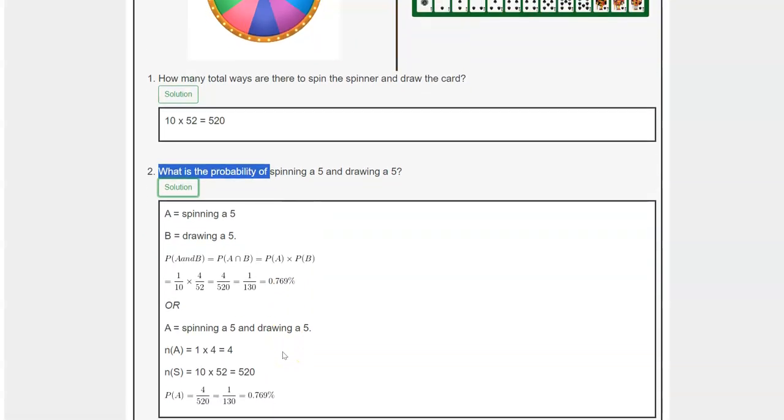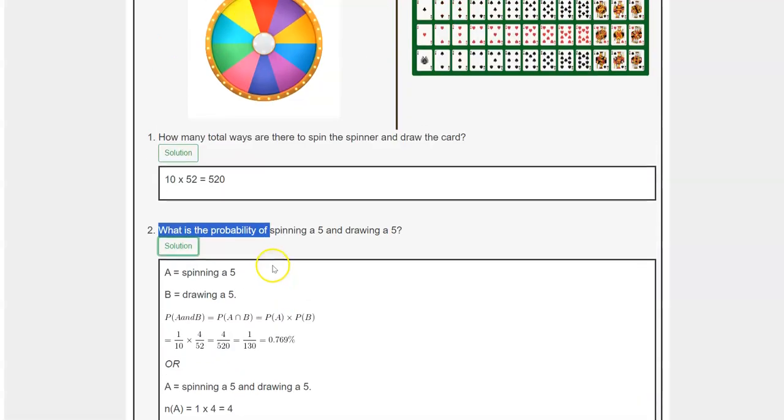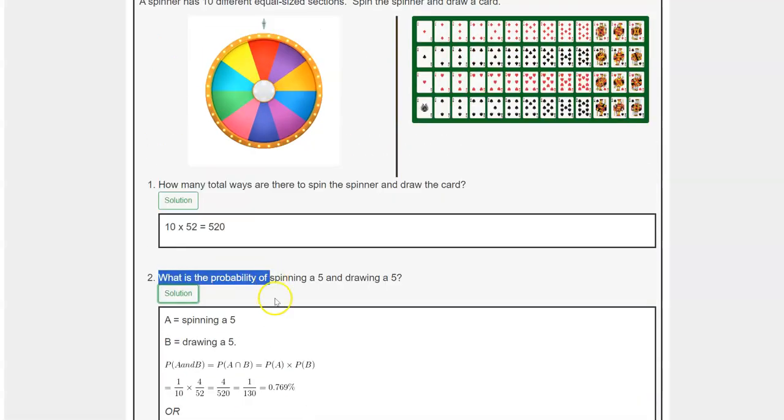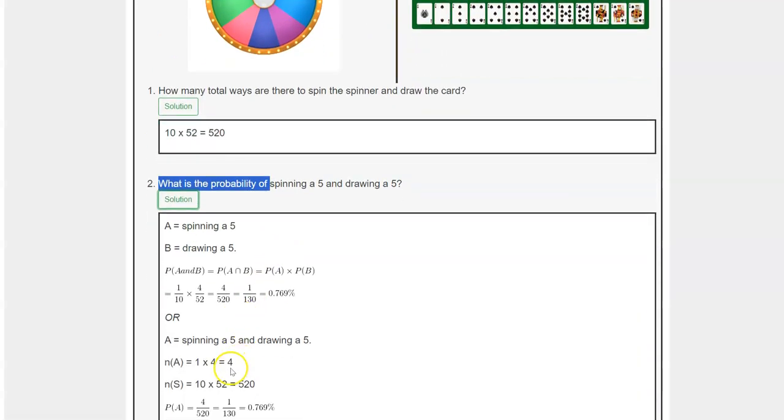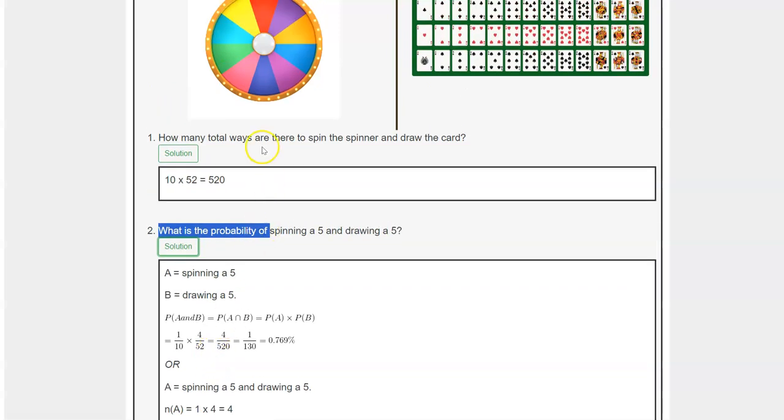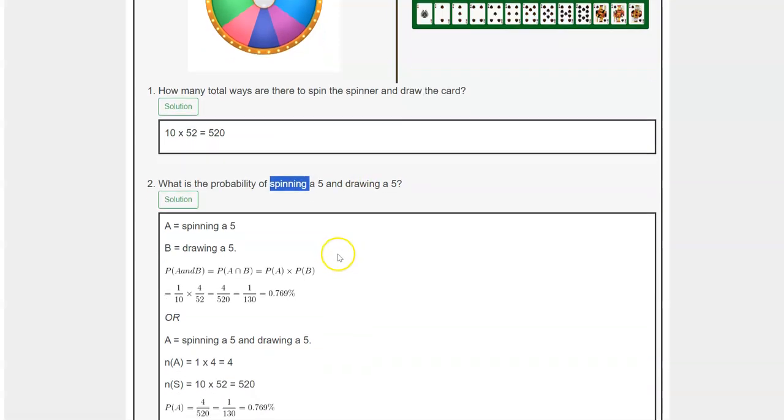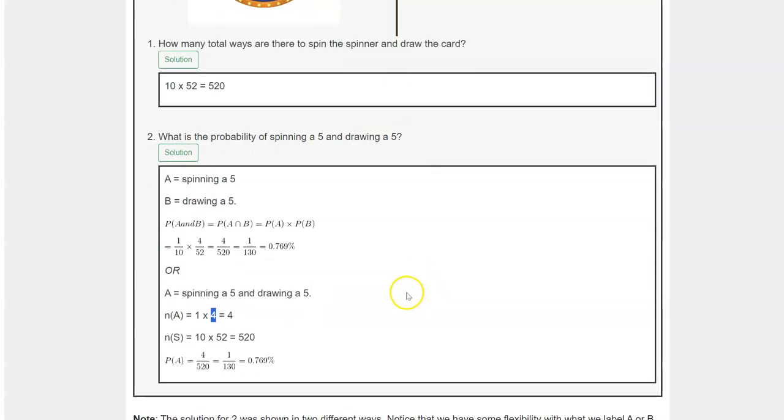The other thing you can do is not use the probabilities, but say to yourself, how many different ways do I succeed by getting a 5 spun and a 5 drawn? And what you do here is you say, there's 1 way to succeed to get a 5 spun, 4 ways to succeed to get a 5 drawn from the cards, because there are 4 5s.